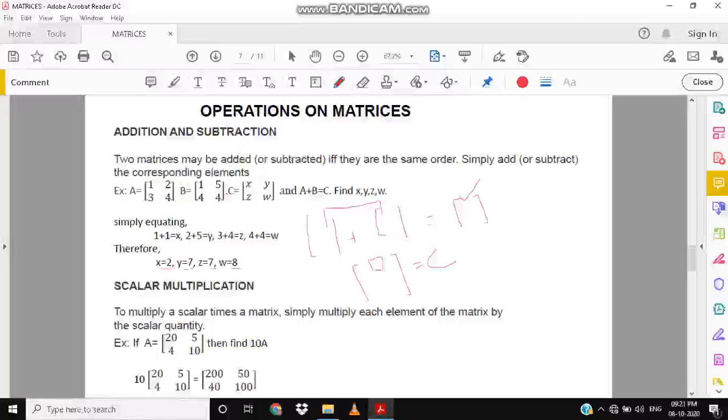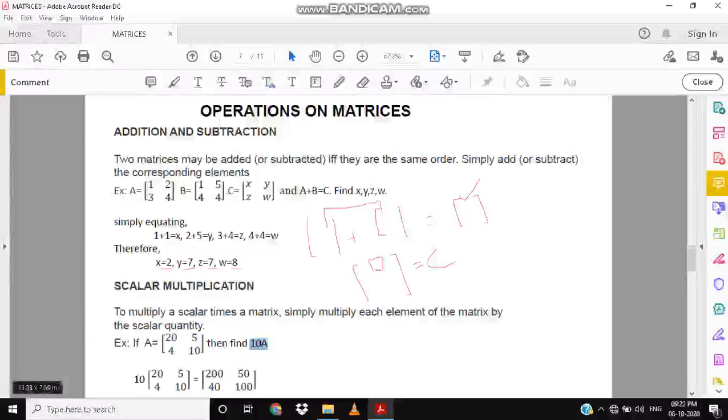Now what is scalar multiplication? Scalar multiplication is simply multiplying a given scalar number with the matrix. A number will be given and you simply need to multiply that number with each element of the matrix. For example, if A is this, then find 10A. Now what is 10A? 10 is just a number. You just need to multiply this number with the A matrix.